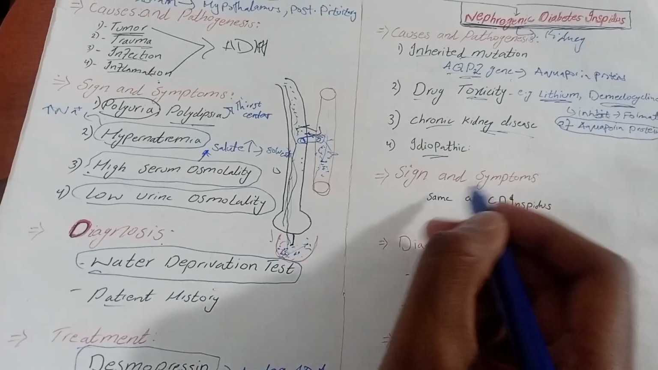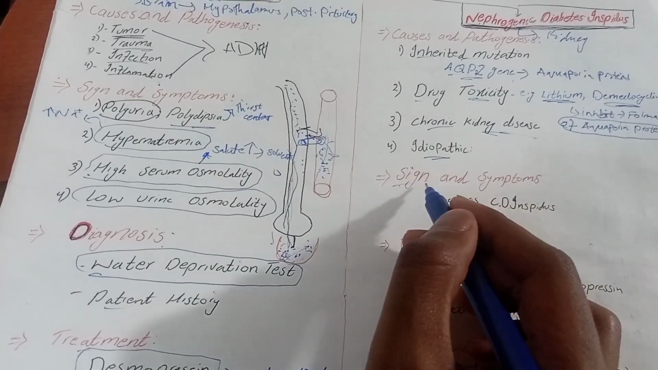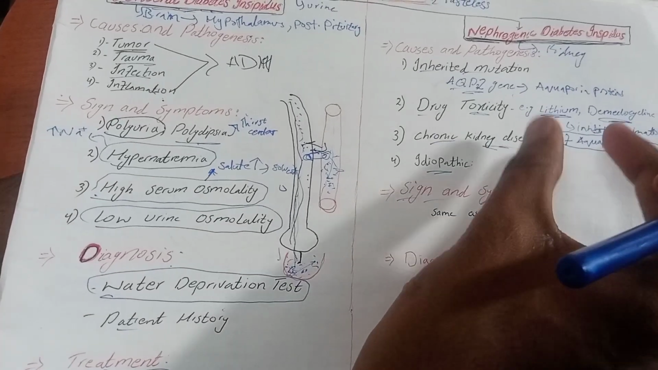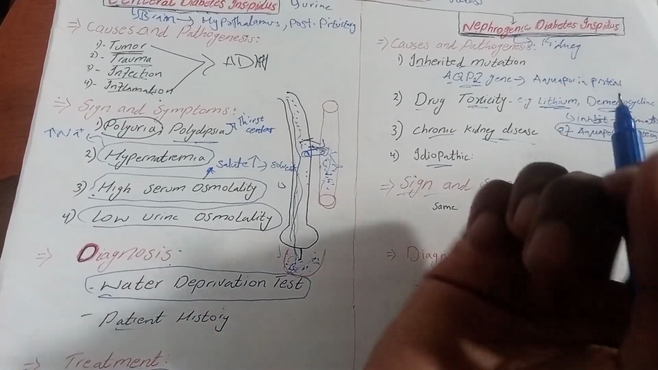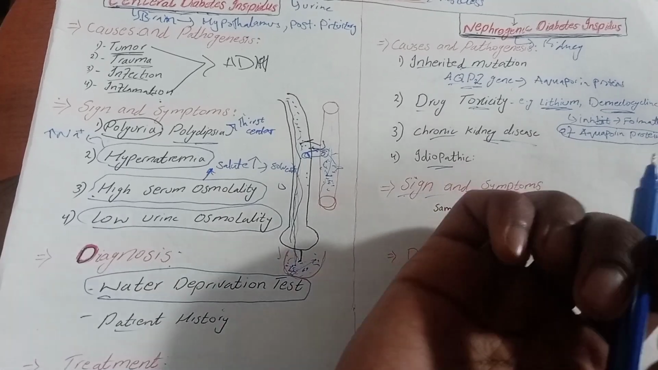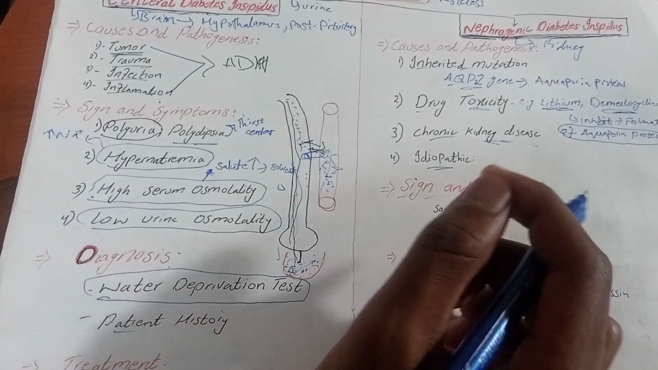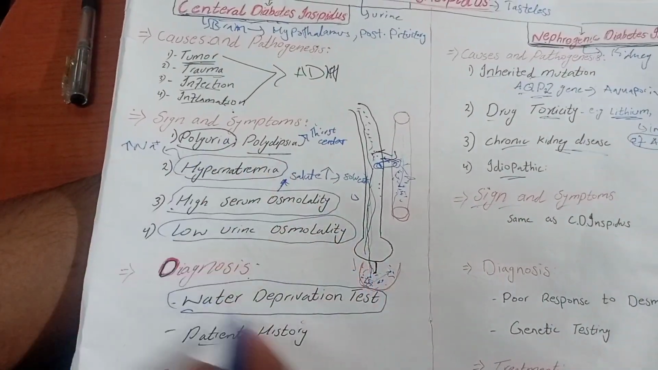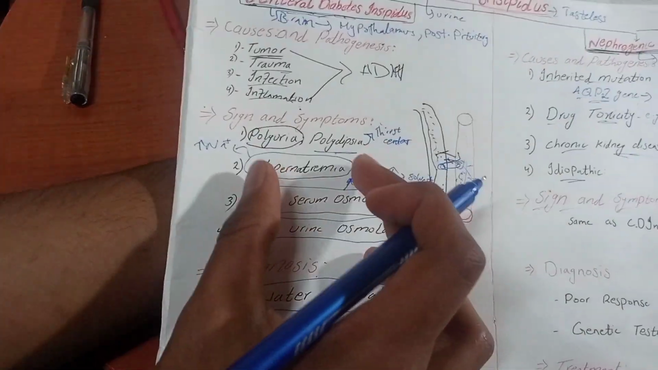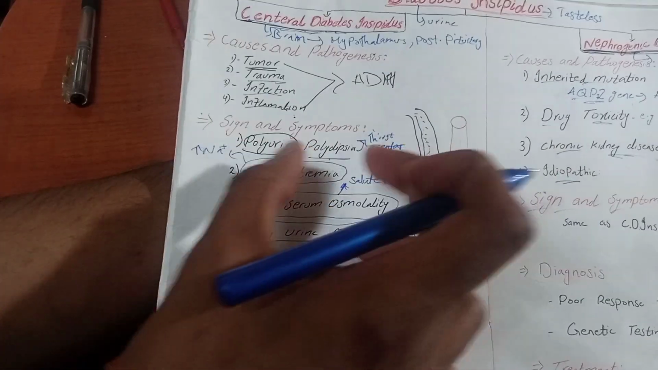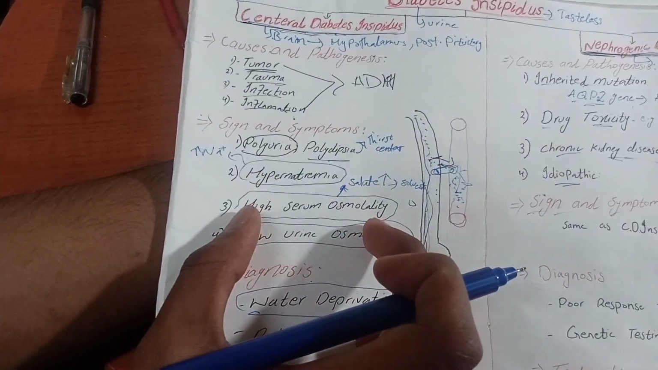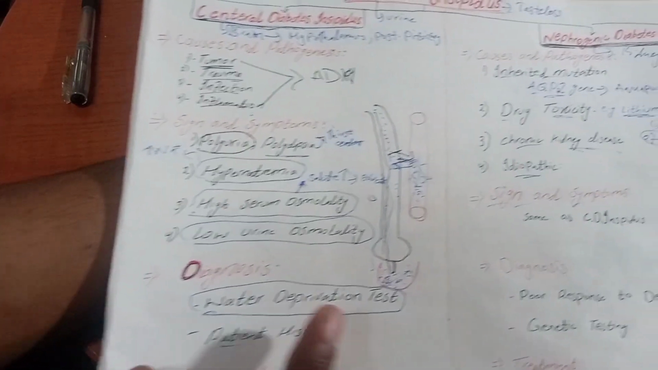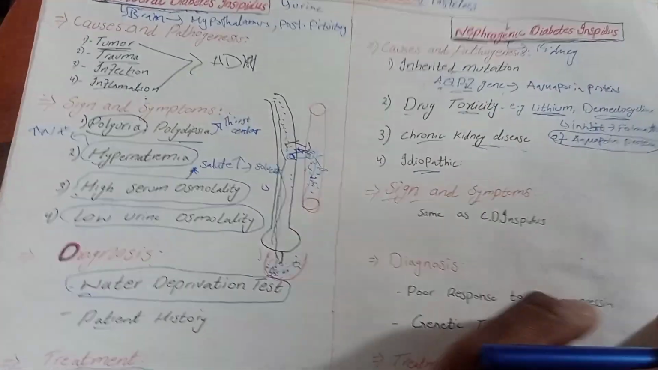Now we discuss signs and symptoms. Because the problem with ADH hormone is either it is not responding to its receptors or it is not being released from the hypothalamus. The problem is ADH. If ADH is not released, then all these things will occur. This patient also presents with polyuria, polydipsia, hyponatremia, high serum osmolality, and low urine osmolality. These same symptoms will occur in this patient.